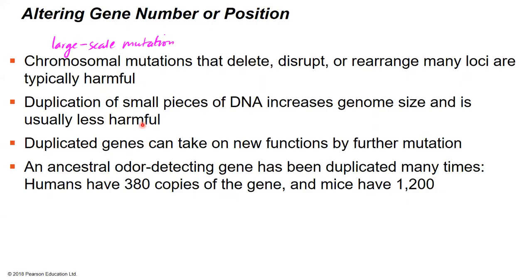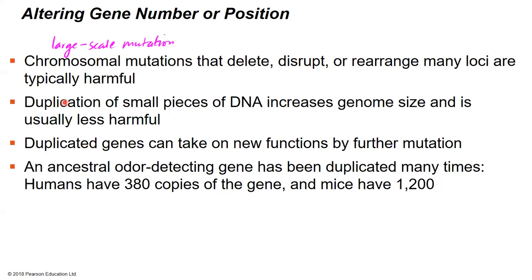So a change in gene number and position might happen because of one of three, let's say, mechanisms. So we know duplication. I'm talking about duplication.